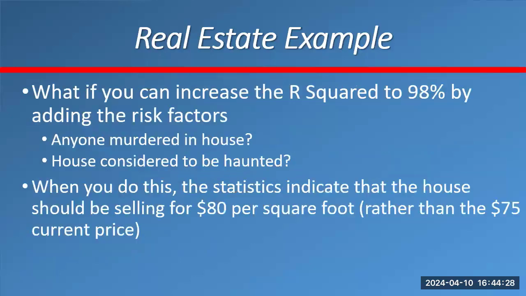Let's say we improve our model. And we ask two more questions. Was anyone murdered in the house? Is the house considered haunted? And that gets your R squared up to 98%. That's pretty good, right? And when you do that, your house value comes down to $80. Which tells you something about this house, doesn't it?